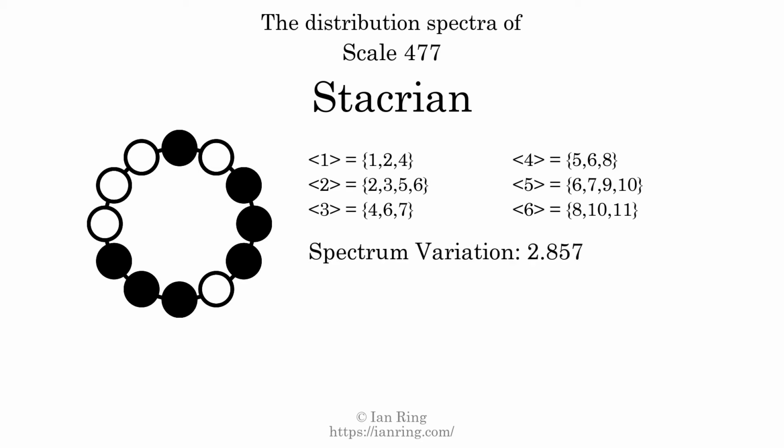The spectrum variation is the sum of all the widths, divided by the number of tones. The spectrum variation of this scale is 2.857. Since the variation is greater than 0, this indicates that the scale is not perfectly even. The highest spectrum width is 4. Since this is greater than 1, we know that this scale is not maximally even.